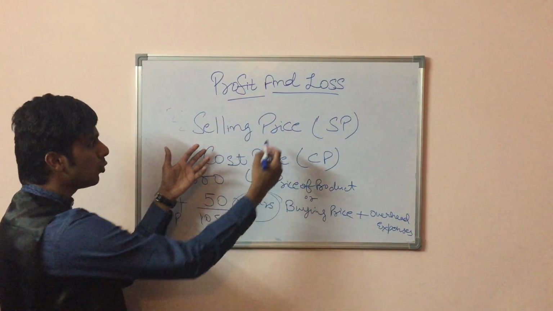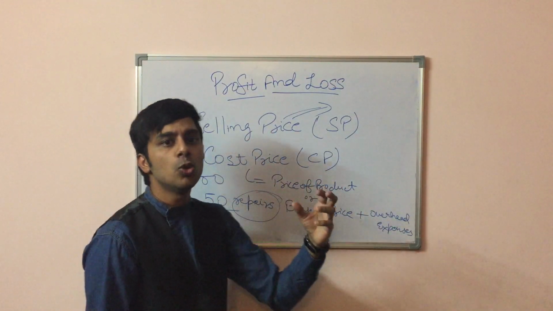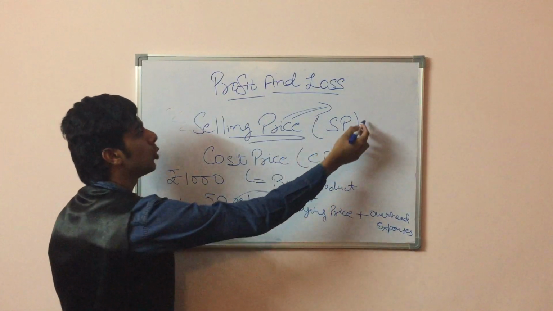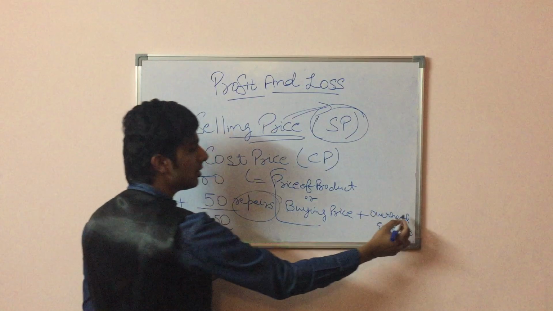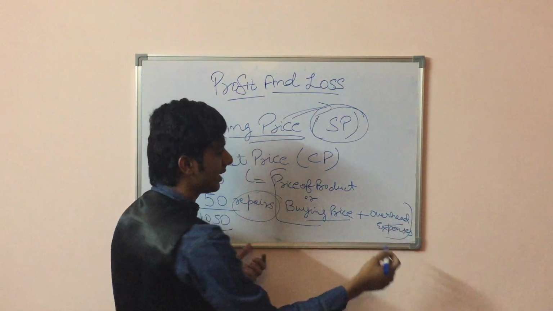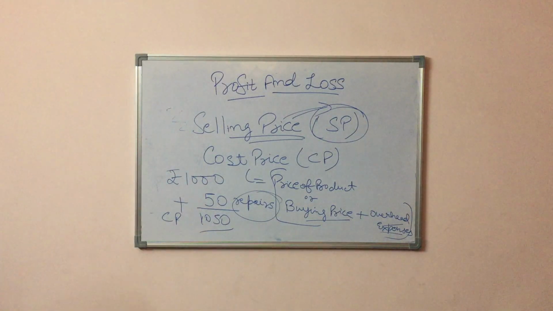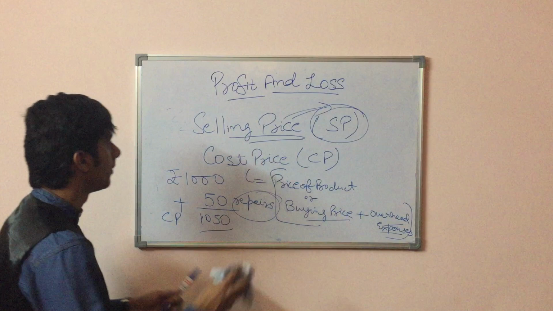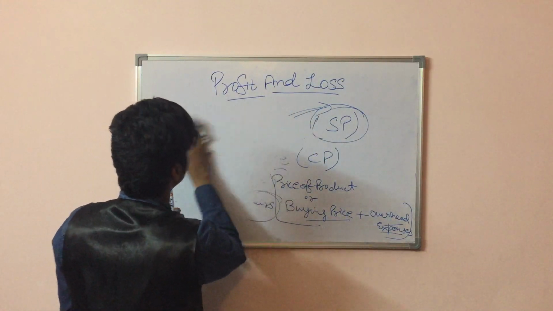Now, so what is the selling price? Selling price is the price at which you sell a product, right? So this is called as selling price, also called as SP, and the cost price is the buying price plus the overhead expenses, right? So now moving on to the further concepts of this chapter.